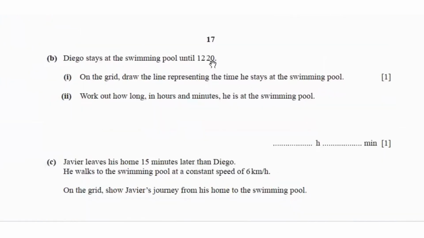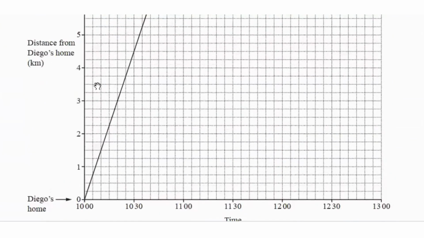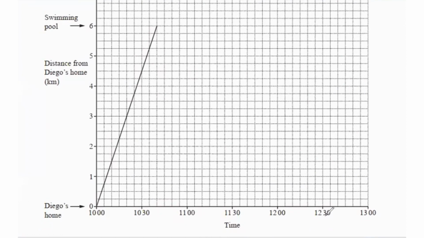Diego stays at the swimming pool until 12:20. On the grid, draw the line representing the time he stays at the swimming pool and work out how long in hours and minutes he is at the swimming pool. So if he's at the swimming pool till 12:20, that's going to be there. So I'm going to draw a line from here. He's at the pool till this point.